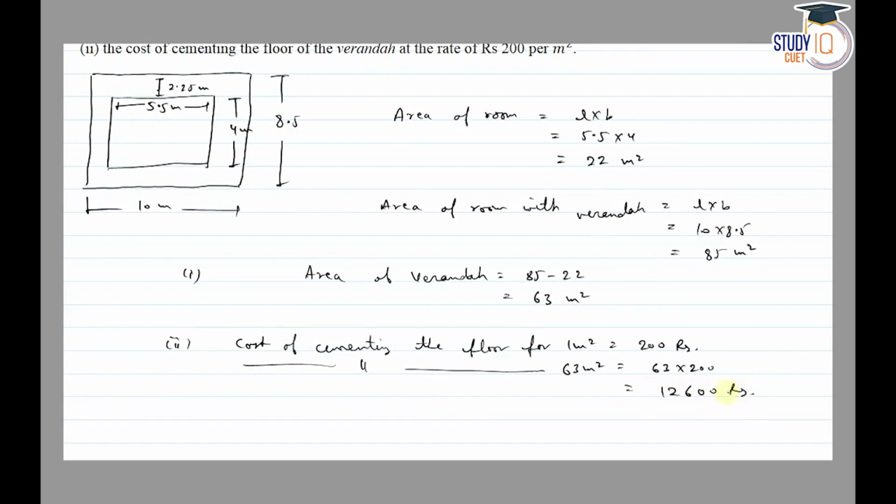rupees 12,600. So area of veranda is 63 meter square and cost of cementing the floor is 12,600 rupees.